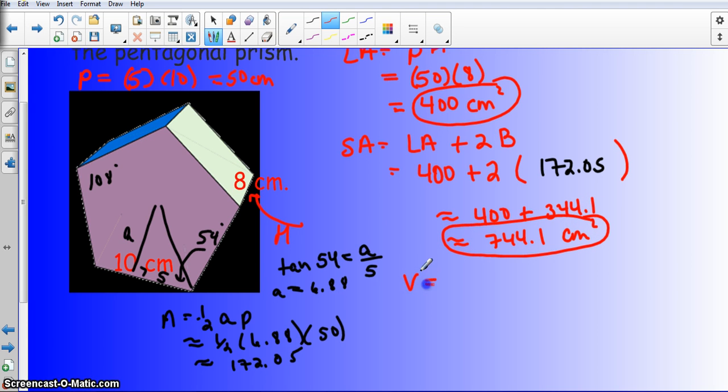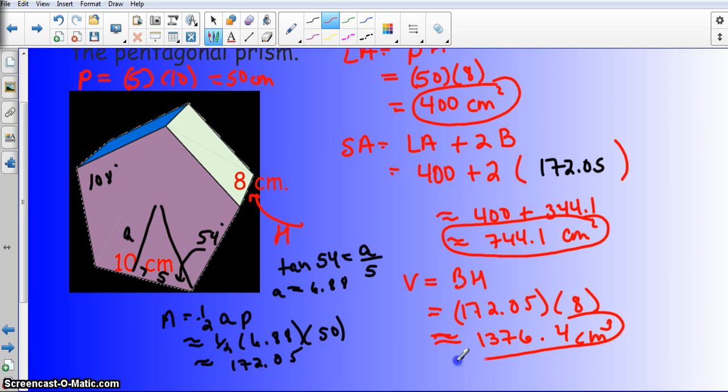Last piece is the volume. It's the area of the base times the height. We said our base area was about 172.05. We multiply that by my height of 8 centimeters. And this is an approximation again. And we come up with about 1,376.4 centimeters cubed. And that is the volume of our pentagonal prism.